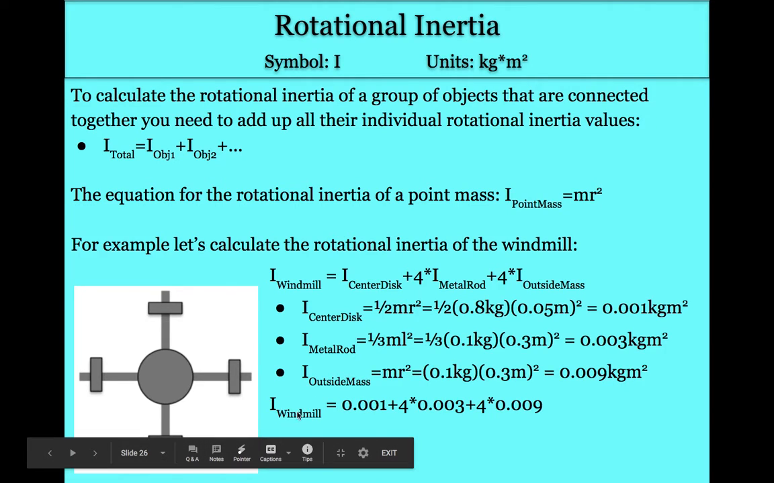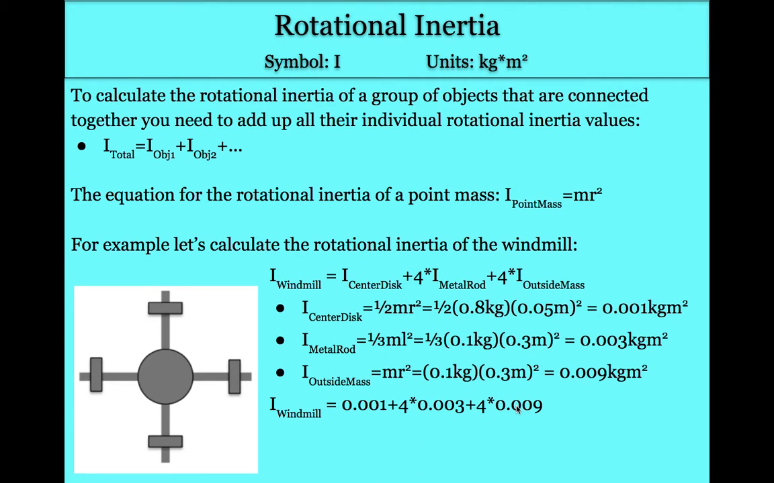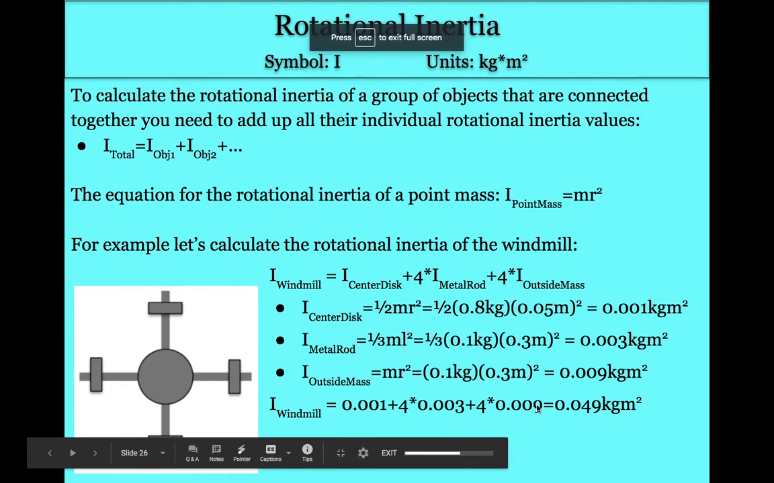To get the rotational inertia of the windmill, we just add these all up: the center disk plus 4 times the rotational inertia of the metal rod plus 4 times the rotational inertia of the outside mass. We get that the rotational inertia of the windmill as a whole is 0.049 kilograms times meters squared. There you go. I hope that helps you with your homework tonight.